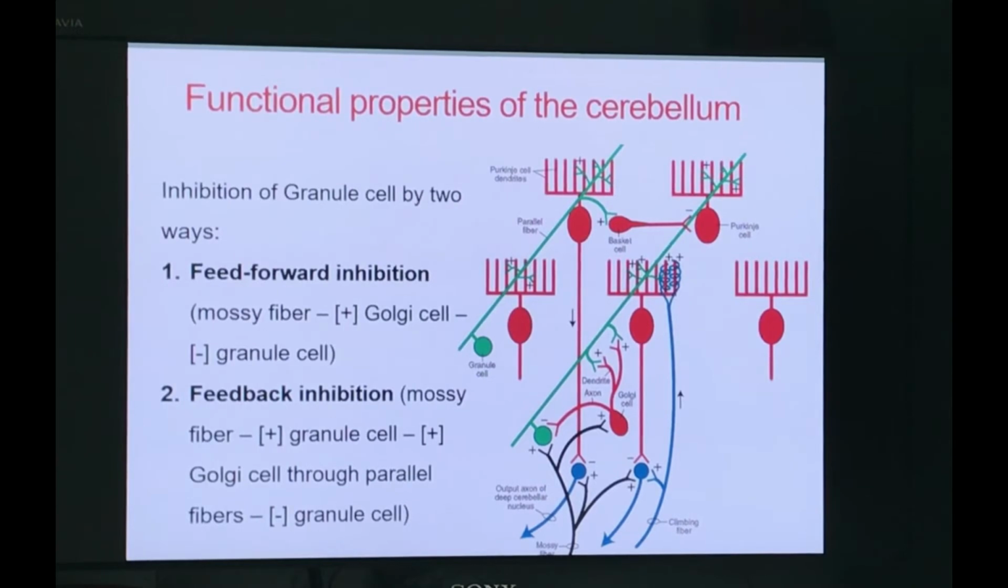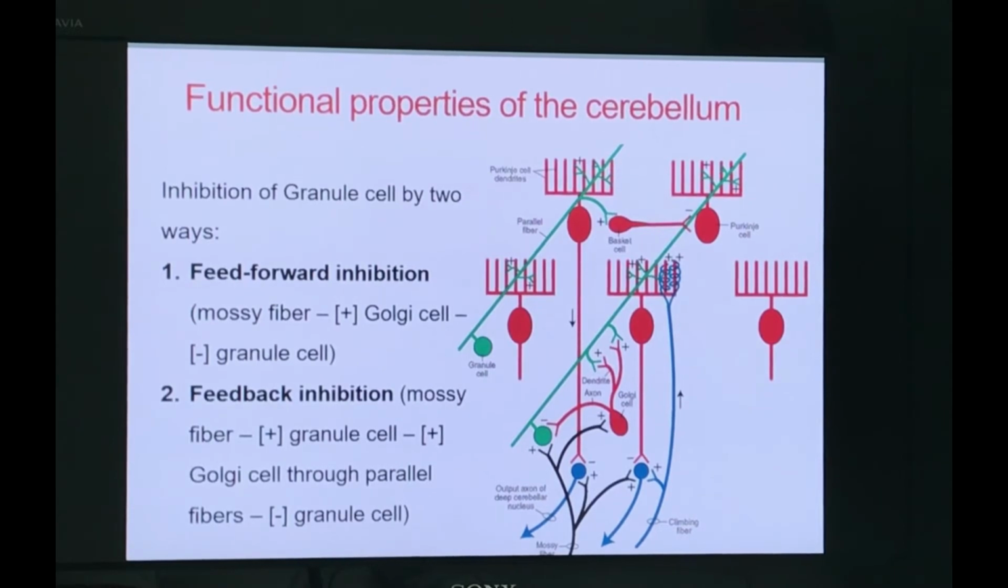So how will the inhibition of granule cells take place? Mainly granule cells excite the Purkinje cells through their parallel axon fibers. But even the granule cells have to be controlled, because if not, there will be overexcitation of the Purkinje cells, which have an inhibitory action on the deep cerebellar nuclei, because Purkinje cells release the neurotransmitter GABA, which is inhibitory in nature. So there are two mechanisms. One is feed forward inhibition, the other one is feedback inhibition.